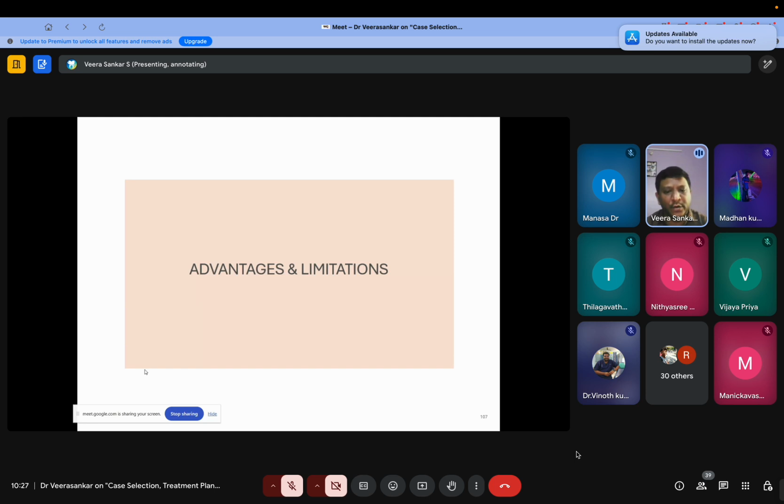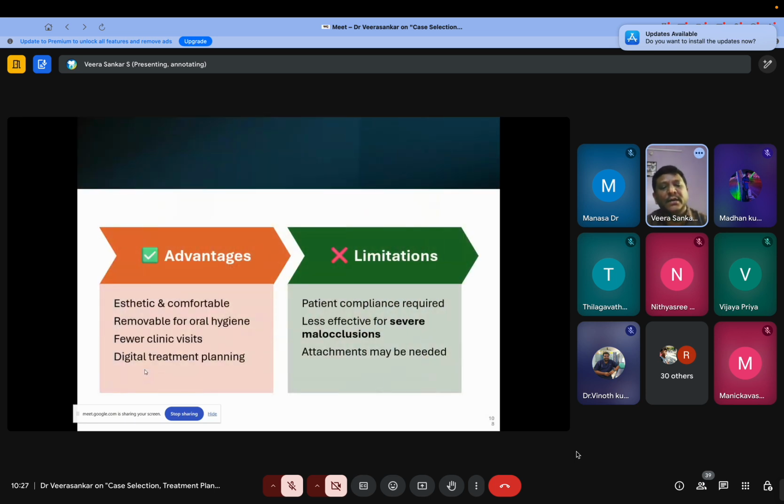Moving on to the advantages and limitations. The advantages, as we all know, are that it is very aesthetic and comfortable for the patient. Since they are removable, it is easy for the patients to maintain good oral hygiene. It requires fewer clinical visits because everything is pre-planned. Digital treatment planning allows the clinician to provide more assured, practical and predictable results, and avoids anticipated problems. Moving on to the limitations.